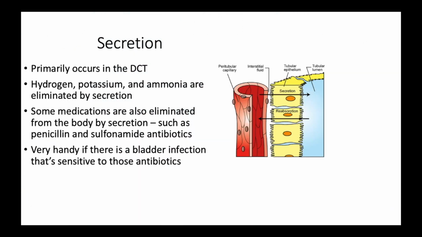Oops, sorry. So going back now, we talk about secretion. So secretion primarily occurs in the DCT. Hydrogen, potassium, and ammonia are eliminated by secretion. So this is where it's spitting out some of those nitrogenous wastes. Some medications are also eliminated from the body by secretion, such as penicillin and sulfonamide antibiotics, which is really great if there's a bladder infection and they're sensitive to those antibiotics, because it will cause the antibiotics to actually have a local effect in the urine.